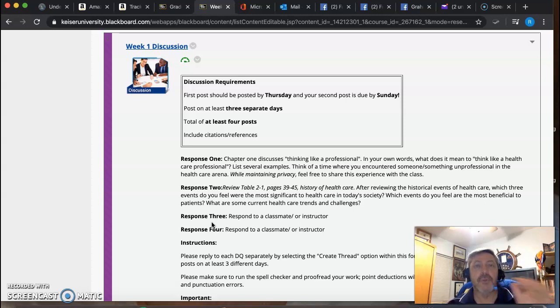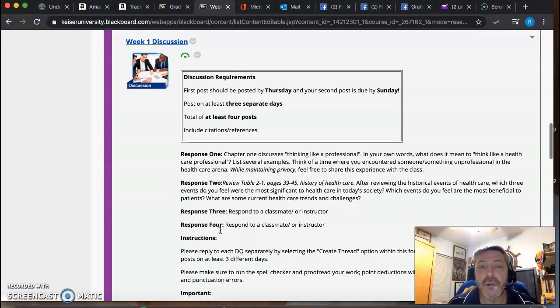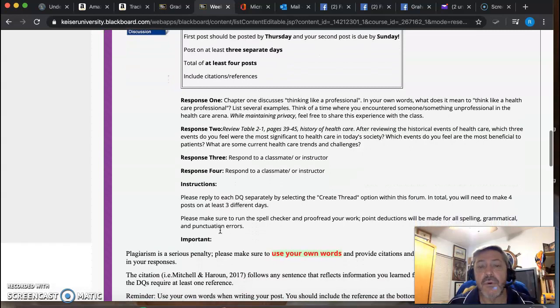So after reviewing those different historical events, I need to see 3 events that you thought were most significant to healthcare overall. Then I need at least 1 event that you thought was significant to the patient, not to healthcare, but to the patient as an individual. And then I need to know what kind of trends and challenges we are facing for the future. And that should not be hard with everything going on right now. There are also some that are listed in your textbook if you're at a loss for that. Okay.